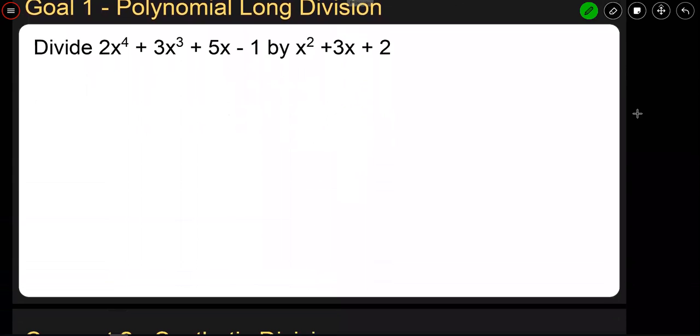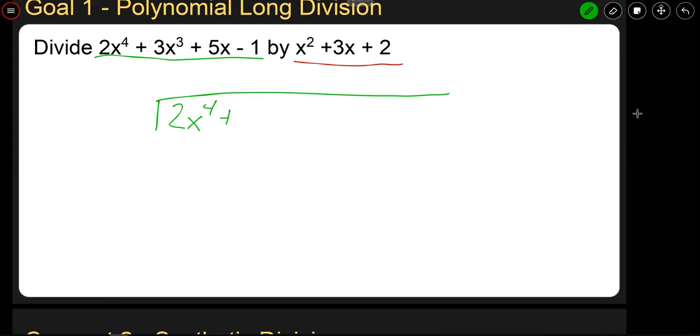Polynomial long division. We're going to divide 2x to the fourth plus 3x to the third plus 5x minus 1 by x squared plus 3x plus 2. So how we go about this is we set this up just like normal long division. 2x to the fourth plus 3x to the third. Now there is one thing we have to be aware of.